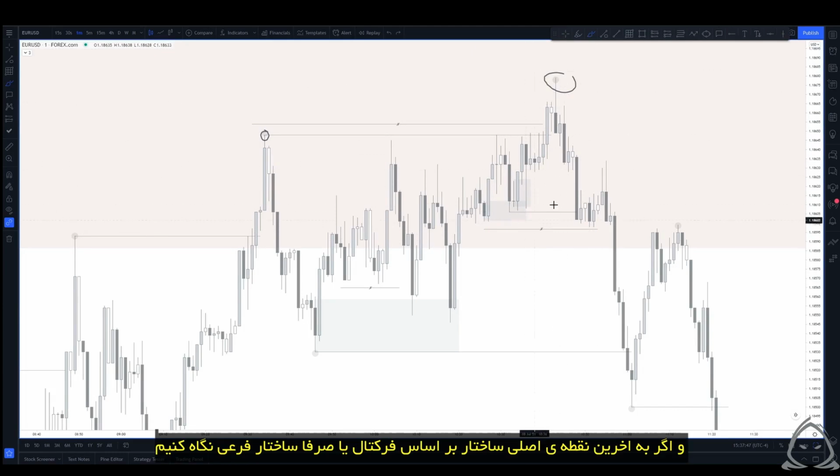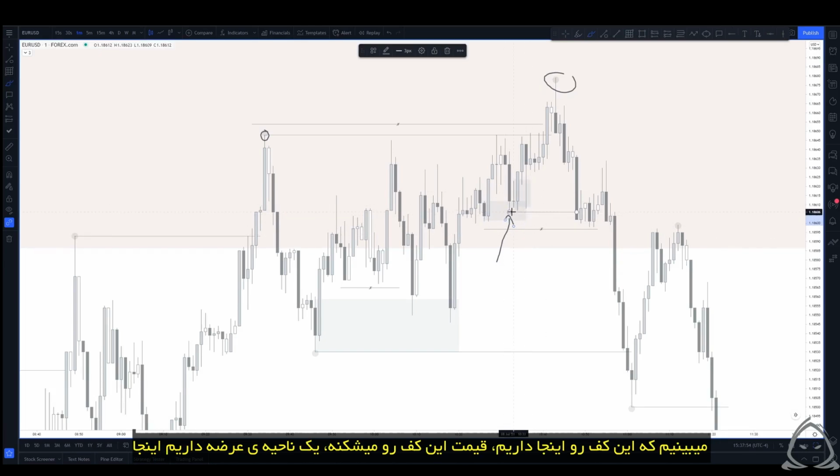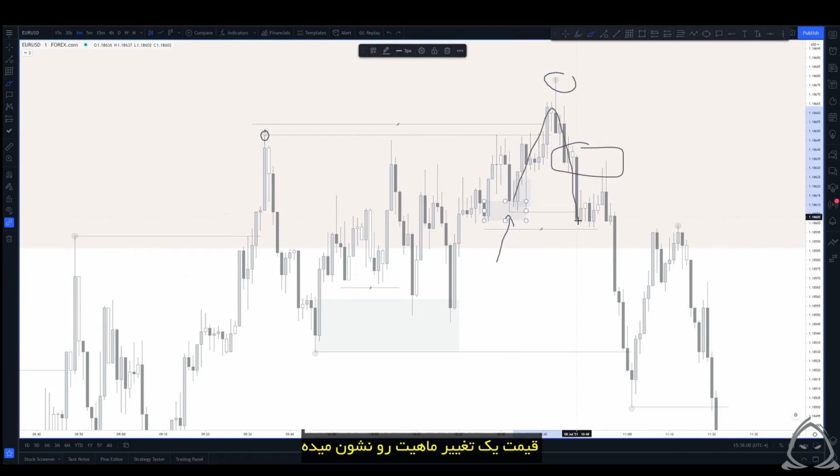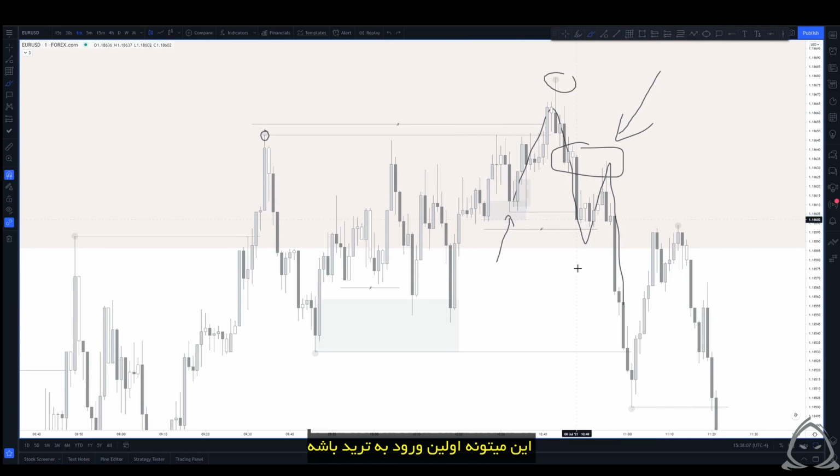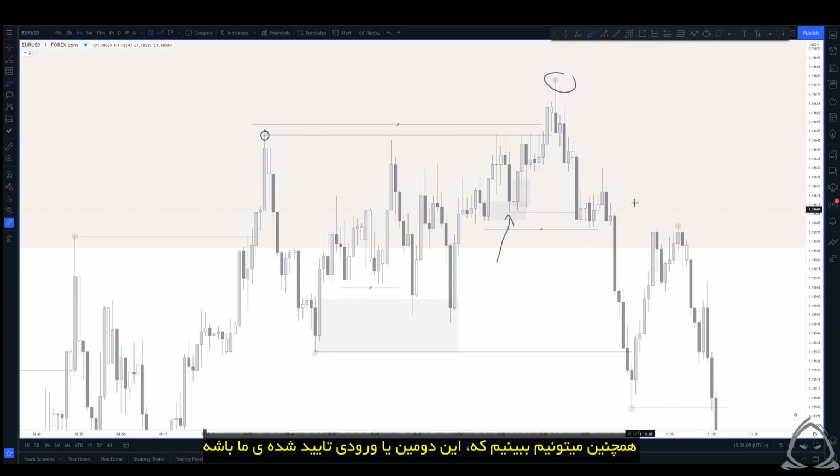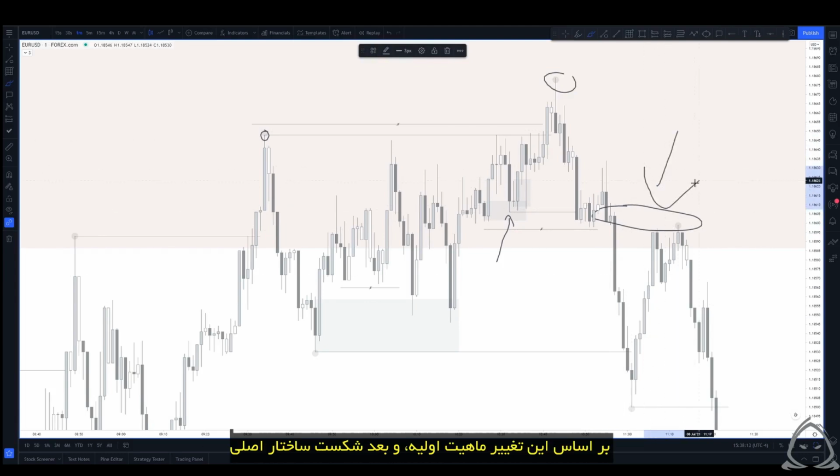If we're looking at the last key point of structure on a more fractal time frame, or simply just substructure, what we can see is we have this low right here. Price breaks this low. We have this supply zone right here. Price is showcasing a change of character. This would be a potential first entry based on this substructure. And what we could also look at is this would be the second or more confirmed entry based on this initial change of character and then breaking true structure.